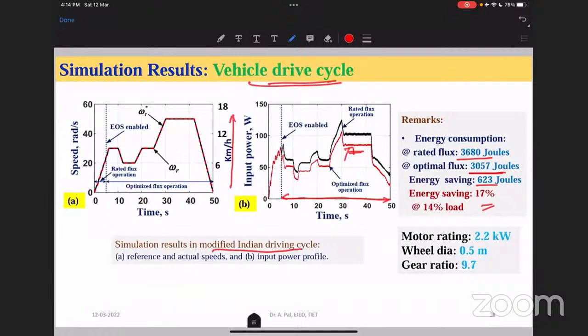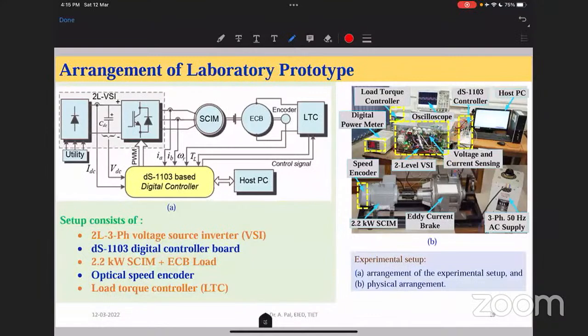Okay, so now these things I have implemented in hardware. I will briefly discuss the hardware setup that I would like to share with you. The setup has been developed in a laboratory, and the test bench consists of a voltage source inverter and a controller, that is the DS1103 dSPACE controller, and a 2.2 kilowatt squirrel cage induction motor coupled with an eddy current brake load. This eddy current brake load works as a variable linear load.